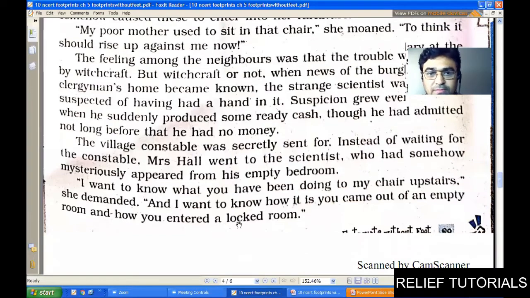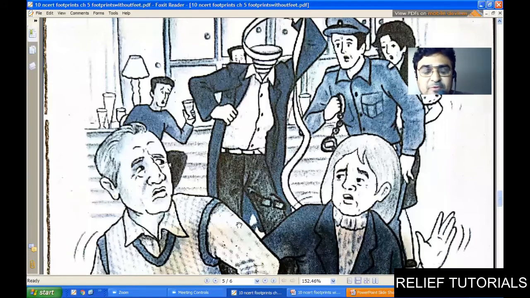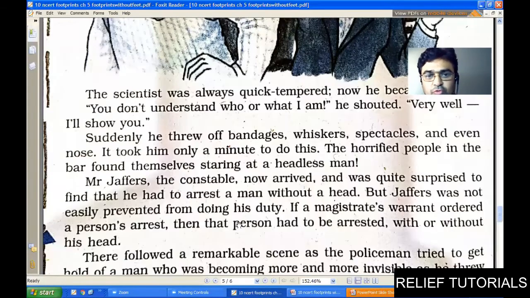And this is how he's escaping from the people, hurting them, running away from the room. This is the policeman over there in the picture. Behind him, some other people. And this is the landlord and landlady running away from that man. See, the scientist was always quick-tempered. He easily got angry.